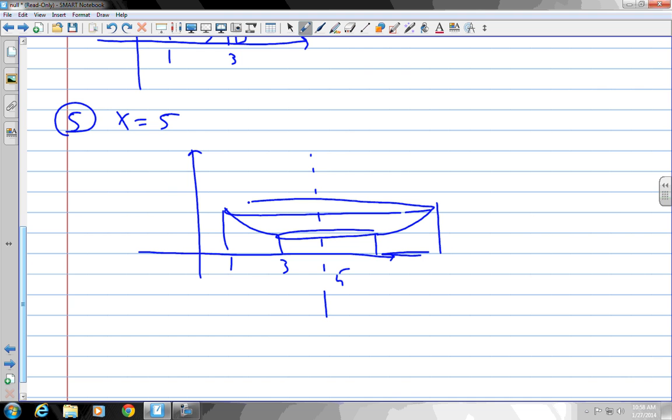Like a what? Yeah, like a racetrack. So how are we going to get this one done? Which method, first of all? The shell, right? So let's use the shell method. So the volume is 2 pi. So again, our shells are going to look like this. These are the shells.